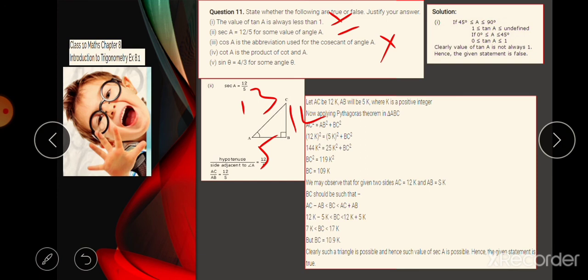Sin theta is equal to, same way, 4 by 3. Sin is what? Opposite by hypotenuse. Hypotenuse should be greater than the opposite because hypotenuse is the largest side. So it can never be this one. This is also wrong.